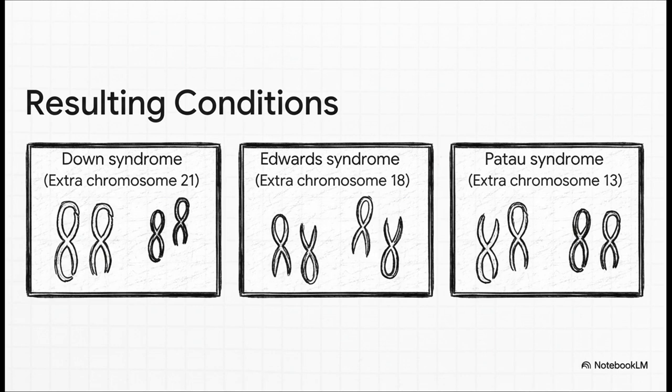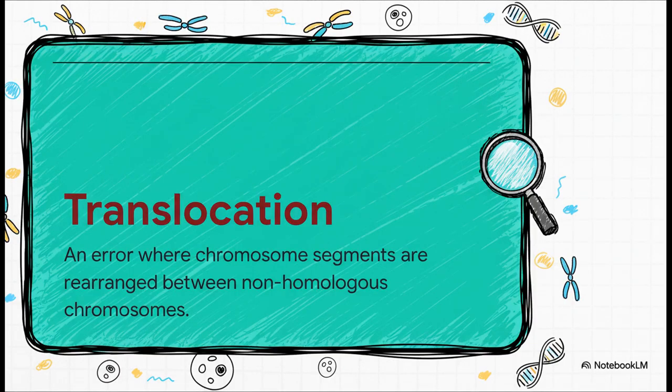And the consequences of these kinds of errors can be really significant. They can lead to genetic conditions like Down syndrome, which happens when there's an extra copy of chromosome 21. We call that Trisomy 21. Other examples are Edwards syndrome and Patau syndrome, which are caused by extra copies of chromosomes 18 and 13. It's not just about having the wrong number, though. You can also have errors in the structure of the chromosome itself. A classic example is translocation. This is where a chunk of one chromosome literally breaks off and gets stuck onto a totally different chromosome. This kind of major rearrangement can really mess with important genes and lead to all sorts of problems.